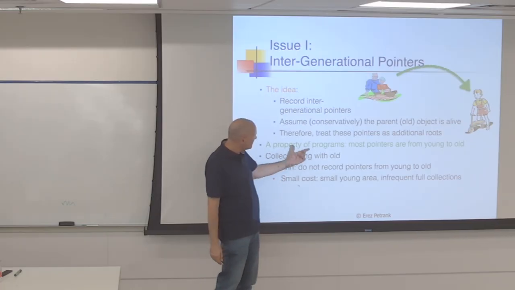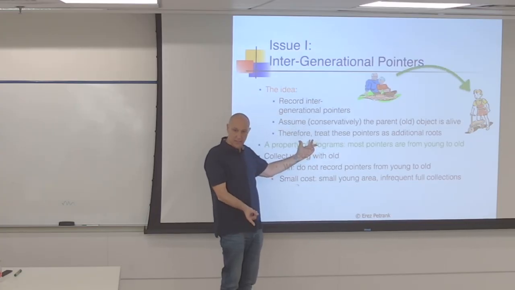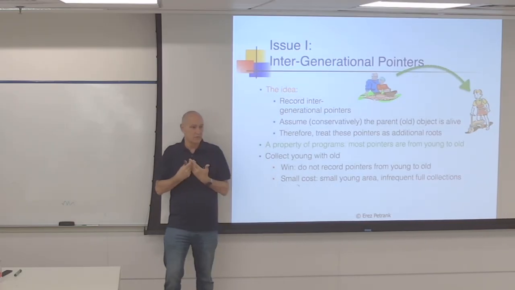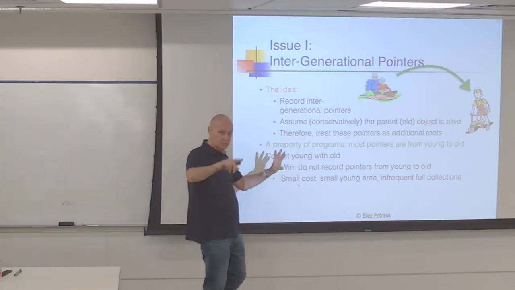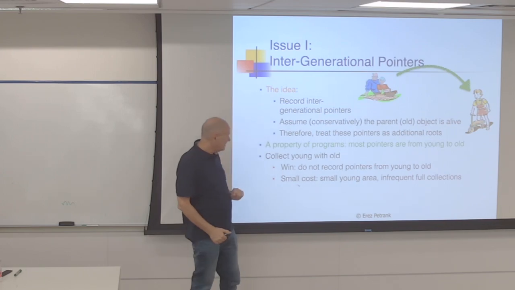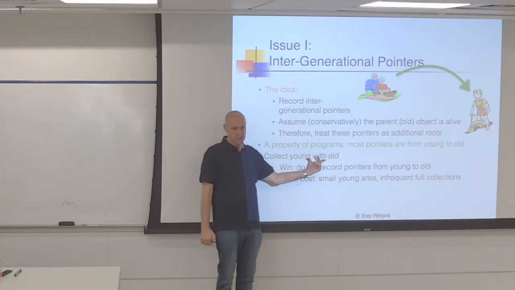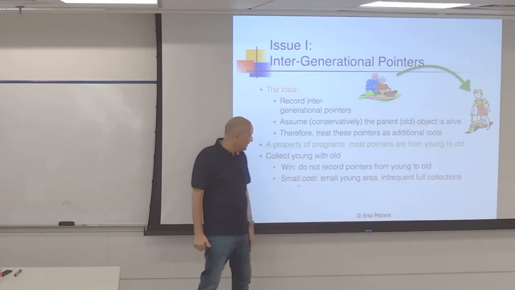So we only keep a record of pointers from the old to the young. We do not keep records of pointers from the young to the old, and therefore we cannot reclaim the old generation without doing the young, because we just don't know what points from the young to the old. So we collect the young generation together with the old generation, because we do not want to maintain a list of all the pointers from the young generation to the old generation and reclaim the old generation separately.